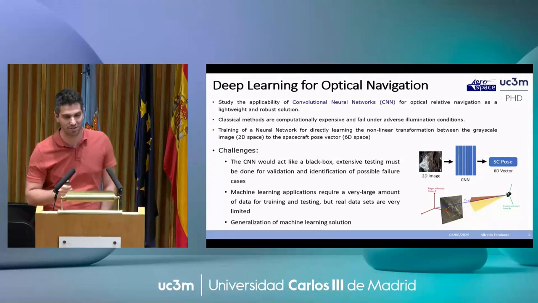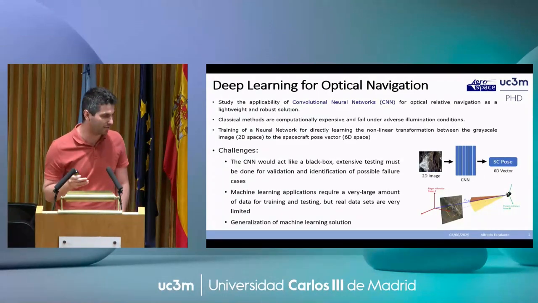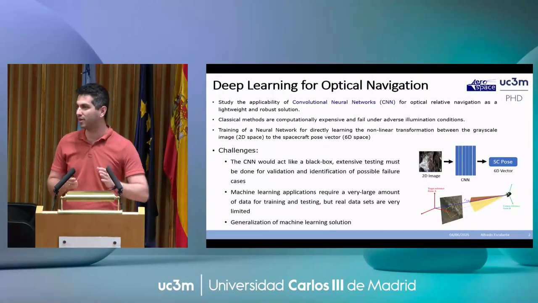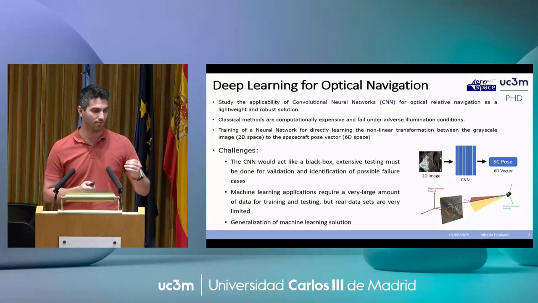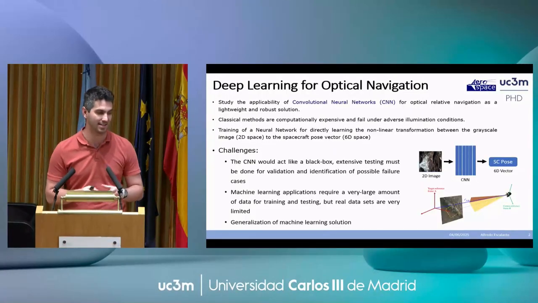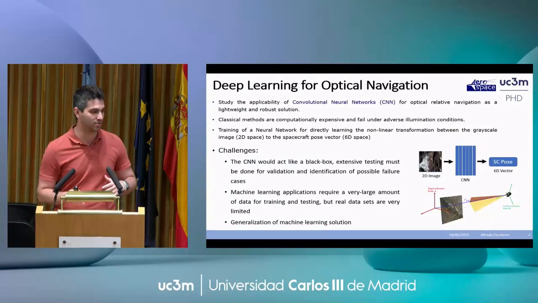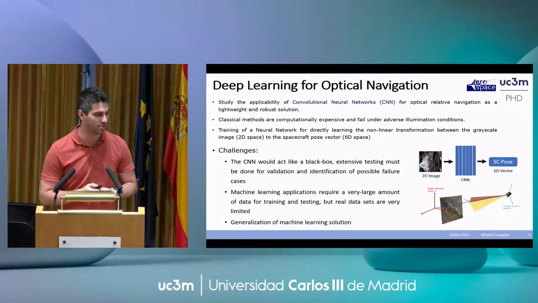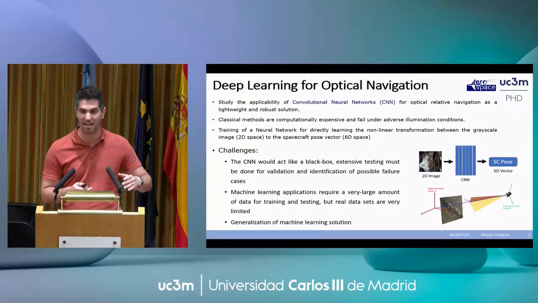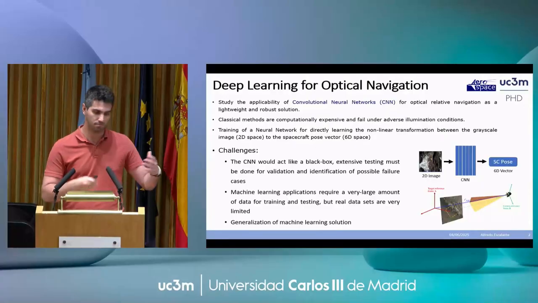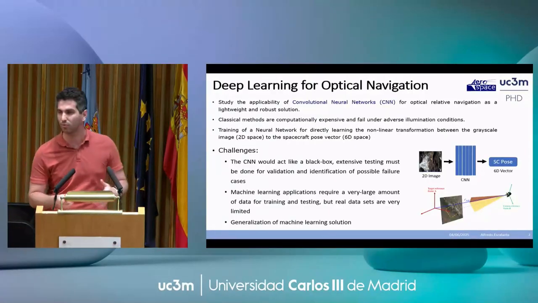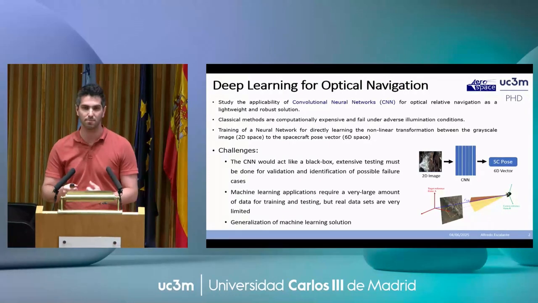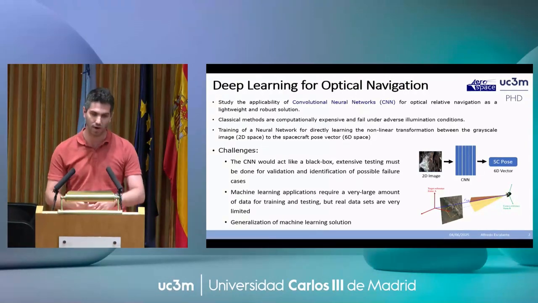First, a very brief introduction of the main goal of the investigation, which, as the title says, is to investigate if we can apply convolutional neural networks for optical relative navigation as a lightweight and robust solution. This is because the classical methods used for many years in navigation of interplanetary missions rely mostly on stereophotoclinometry, and other algorithms as well, but what they have in common is that they are computationally expensive.